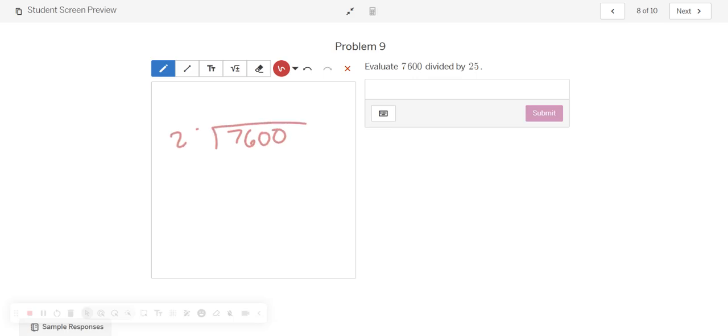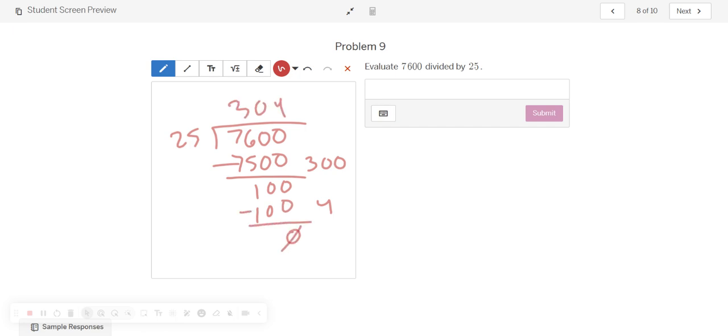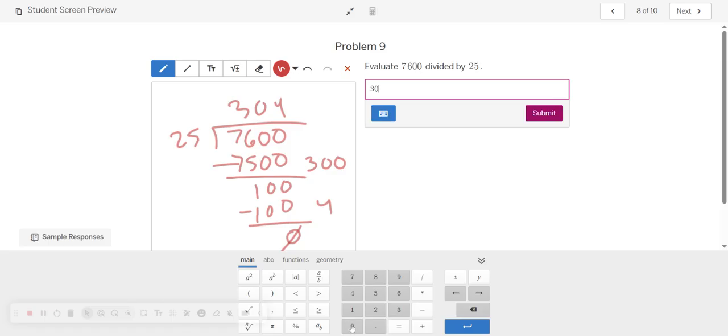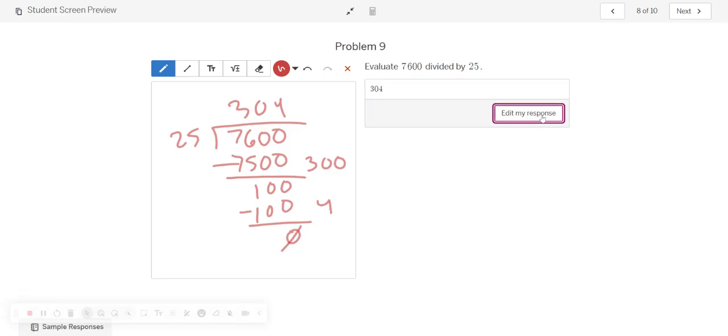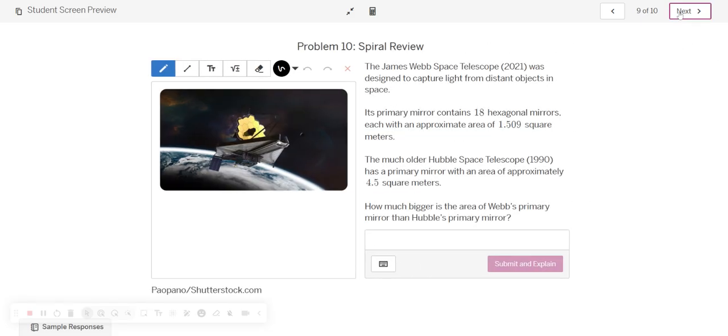Okay, so then we get into this one, 7,600 divided by 25. Well, 3 times 25 is 75. So I'm going to go with 300 would be 7,500 of those. Subtract, get 100. That's 4 25s. 304. Oh, I've got some ugly math there.